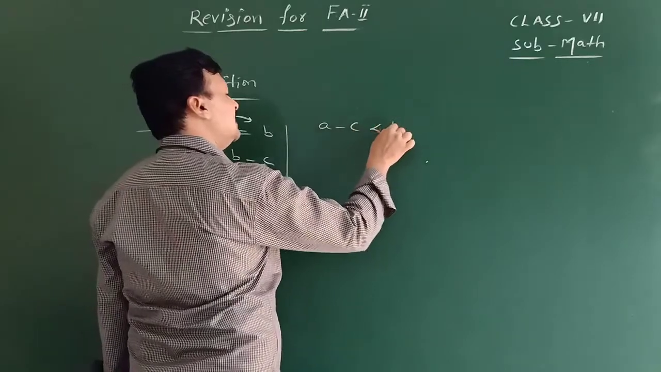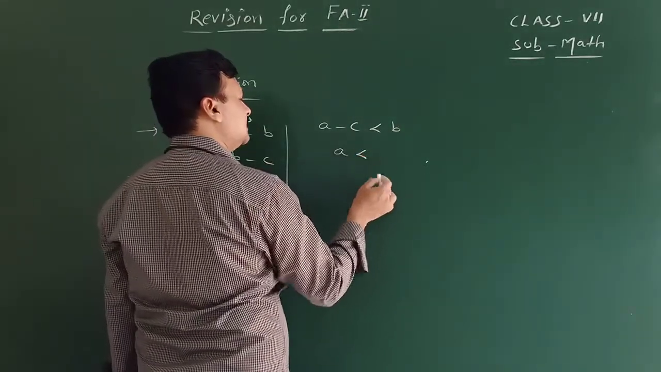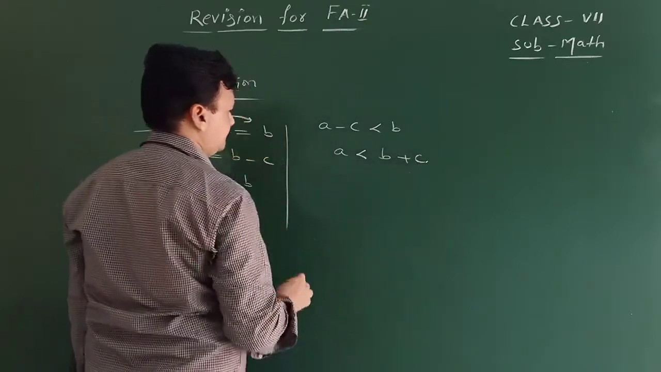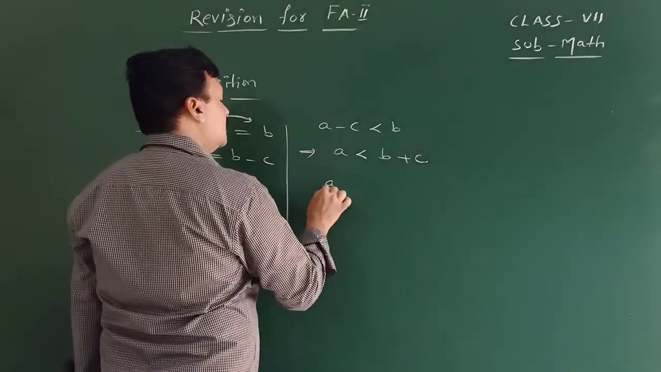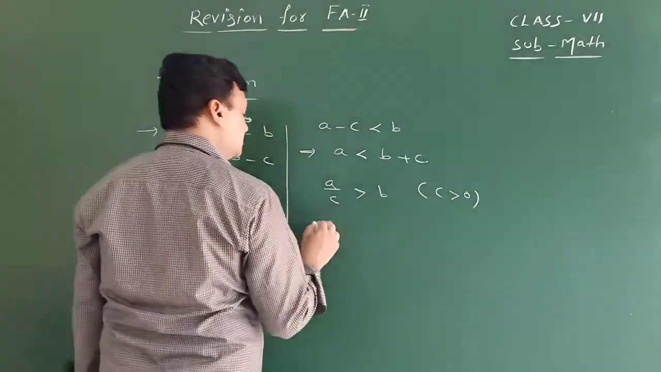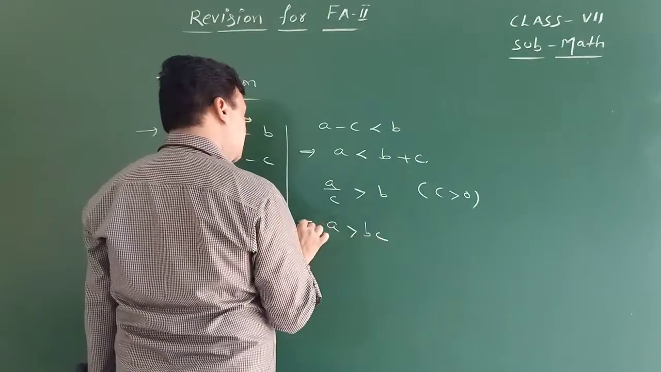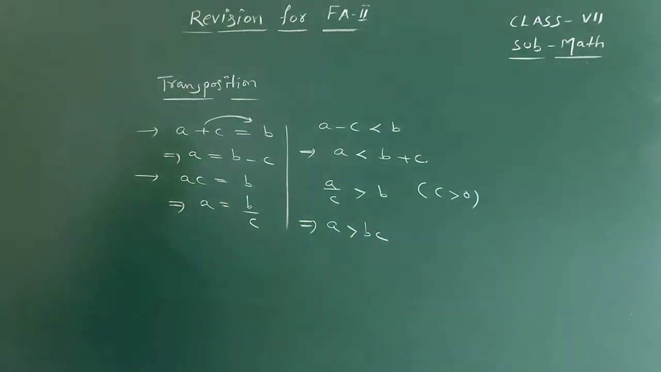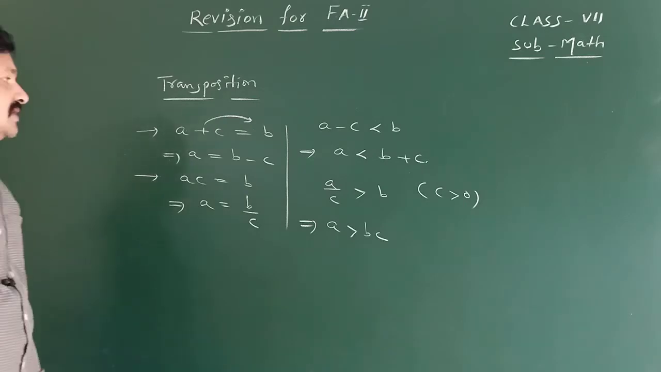A minus c less than b they give me, you can write it as a less than b plus c. A by c greater than b, if c greater than 0 means c is positive, a is greater than bc, we can write. For the negative, a less than bc becomes for the negative. Okay, this is the transposition.